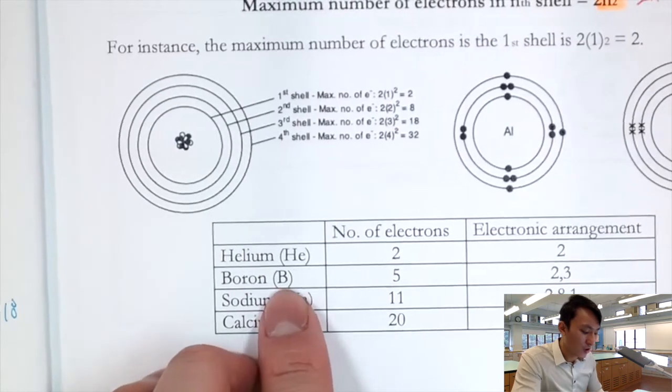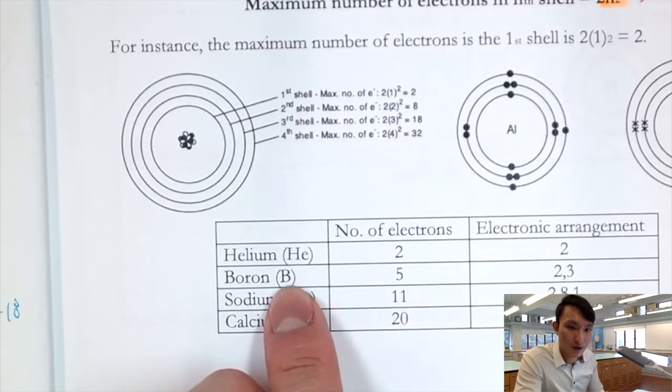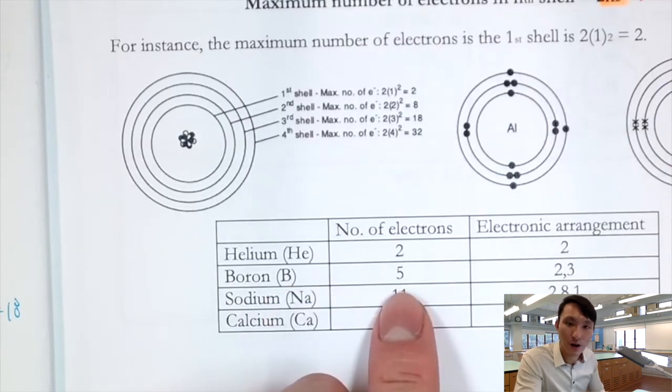Now, for boron, on the other hand, it has 5 electrons, again because it has atomic number 5. So that's why it has 5 electrons.